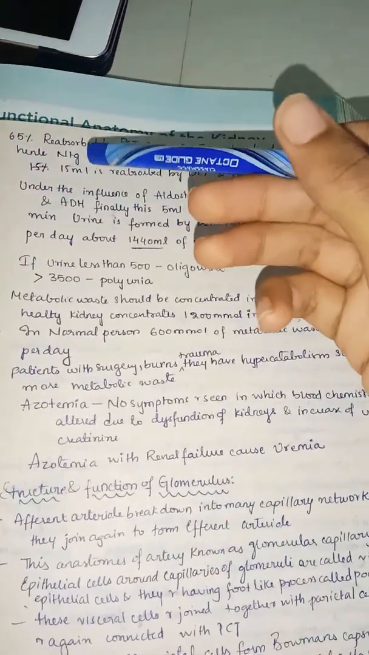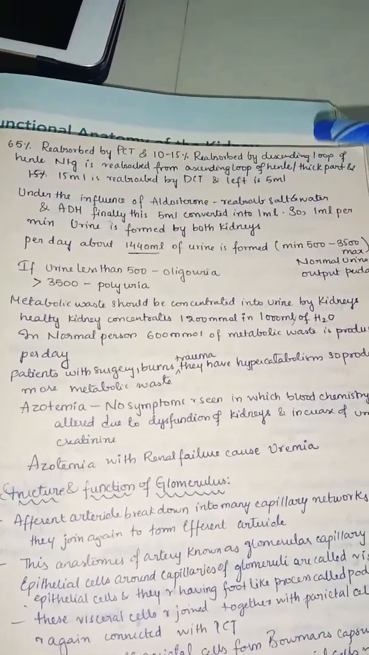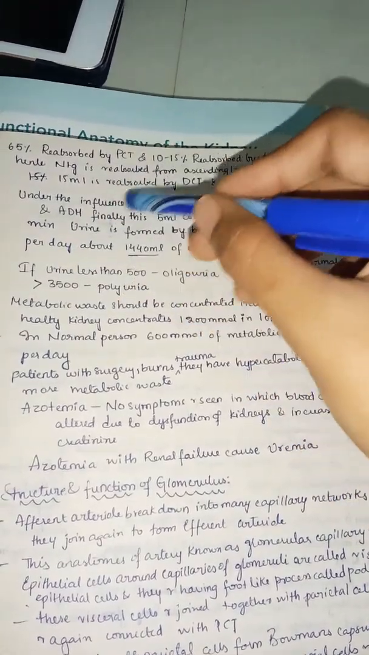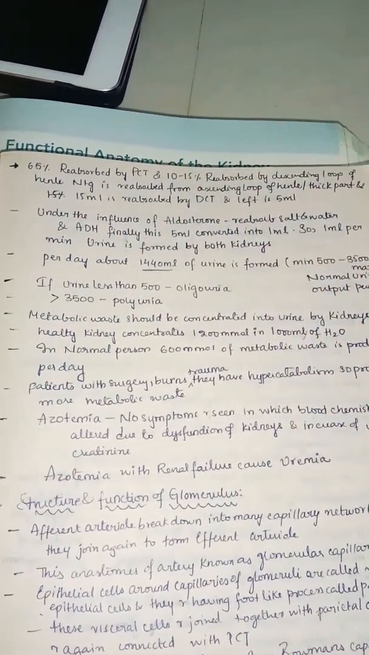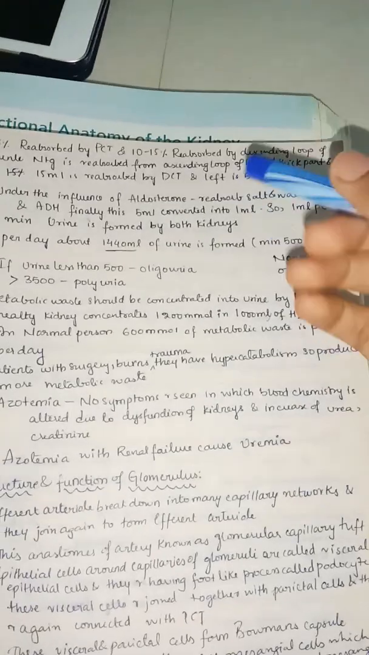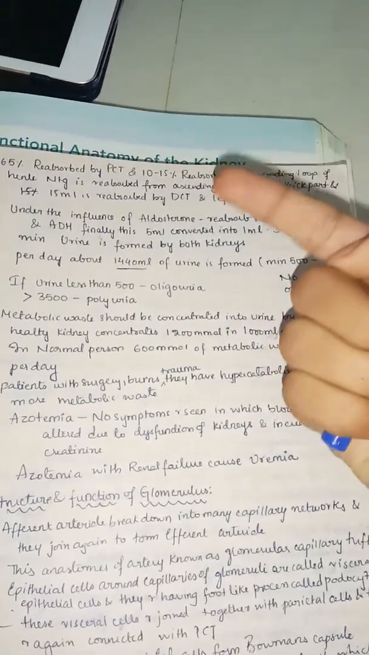And remember, nothing is reabsorbed from the ascending loop of Henle because it is the very tight or thick part. And 15 ml is reabsorbed by the DCT and what is left is only 5 ml. And in that 5 ml also, aldosterone and ADH act and they take up the water. So the final urine output is only 1 ml.